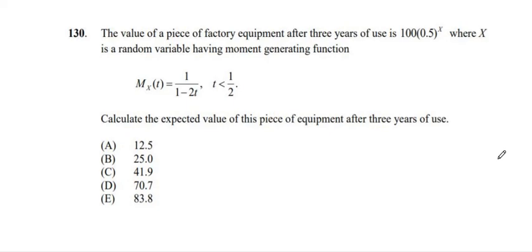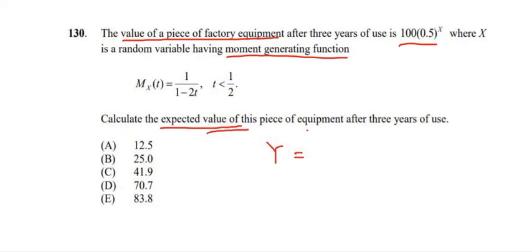Okay, for the 130, we have the moment generating function. We want to find the expected value of this quantity. We can regard y as 100 times 0.5 to the power x.